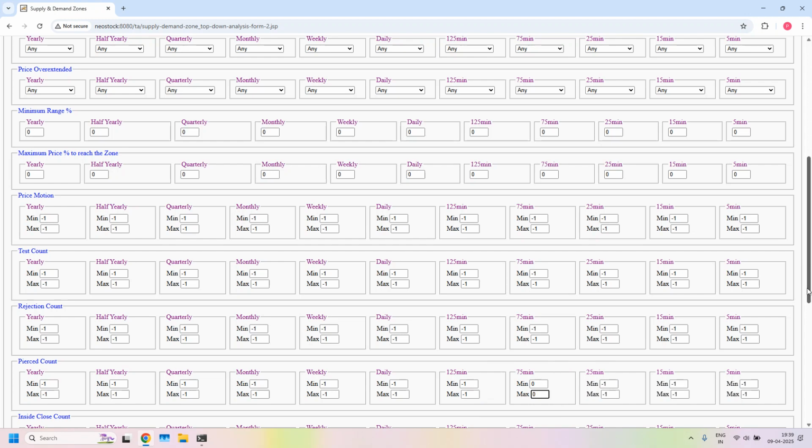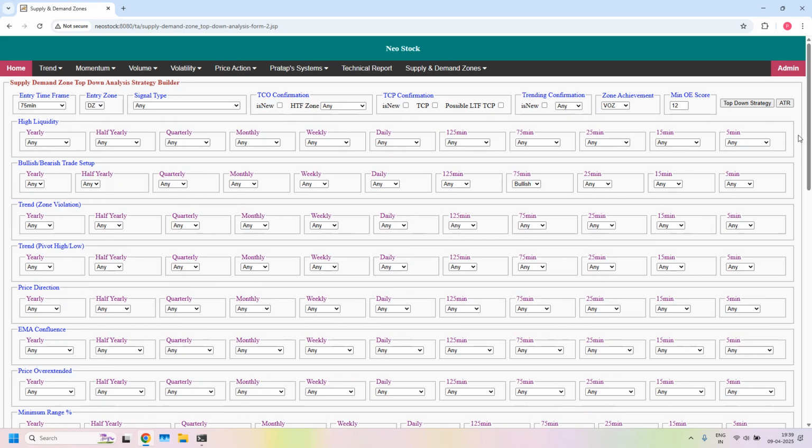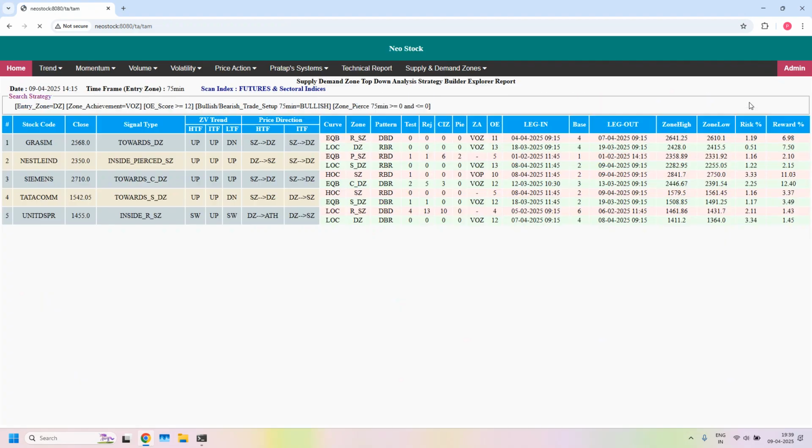So with these filters, we got 5 stocks. So this is a bullish trade setup for weekly income trade. And all the entry time frame zones are 75 minutes demand zones. So we got 5 75 minutes demand zones. Okay, out of these 5, how many have a higher probability of success?